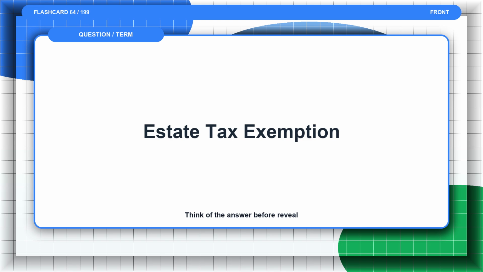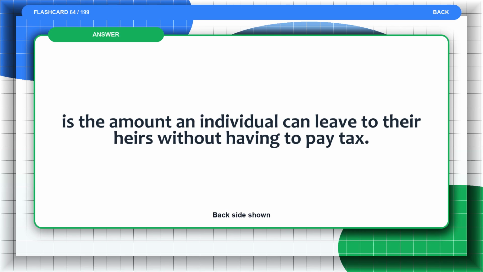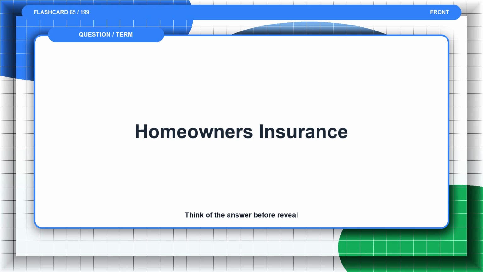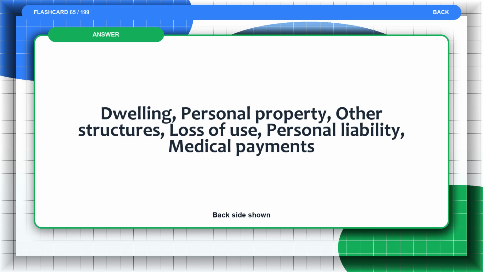Flashcard 64. Estate tax exemption. Pause and think of the answer before the reveal. The answer is the amount an individual can leave to their heirs without having to pay tax. Flashcard 65. Homeowners insurance. Pause and think of the answer before the reveal. The answer is dwelling, personal property, other structures, loss of use, personal liability, medical payments.